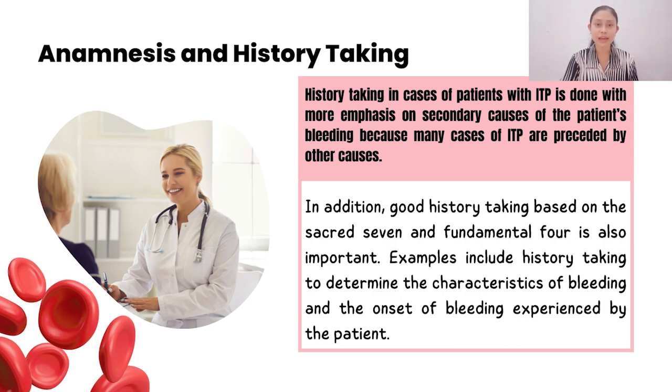The first one is anamnesis and history taking. History taking in cases of patients with ITP is done with more emphasis on secondary causes of the patient's bleeding, because many cases of ITP are preceded by other causes. In addition, good history taking based on the Sacred 7 and Fundamental 4 is also important. Examples include history taking to determine the characteristic of bleeding and the onset of bleeding experienced by the patient.